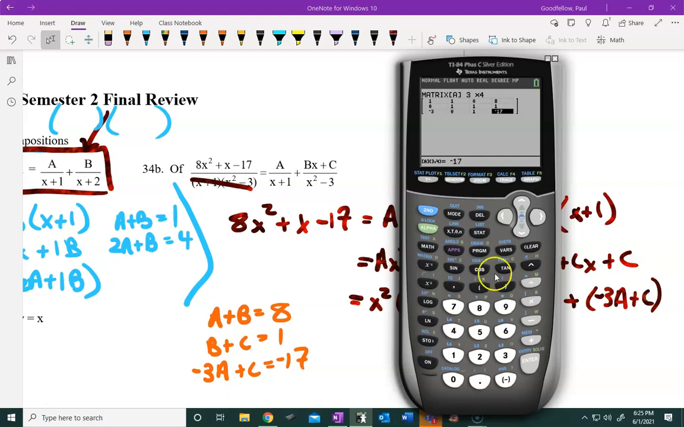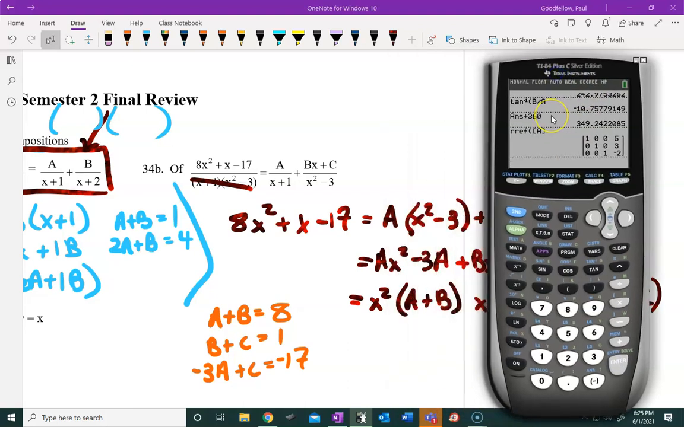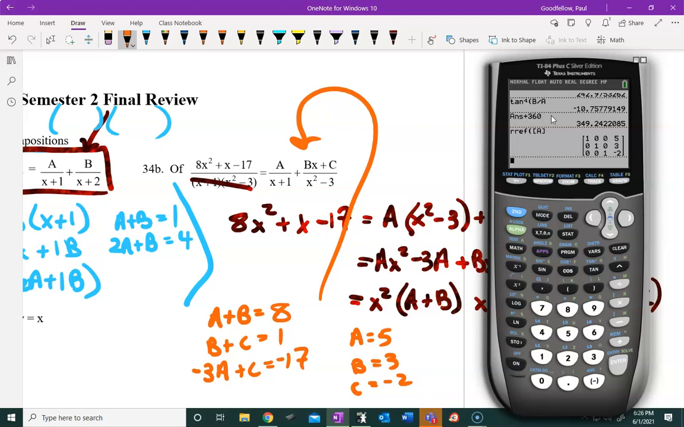Oh, looks like they've done this problem before. Now, once you get that matrix in, you're going to want to do some math on it. That's where you're going to go to the RREF under the math menu, and you're going to do a second matrix, paste the name of it inside, and that'll give you the three answers you're searching for, which are that A is 5, B is 3, and C is negative 2, and you can plug those back right into the equation.